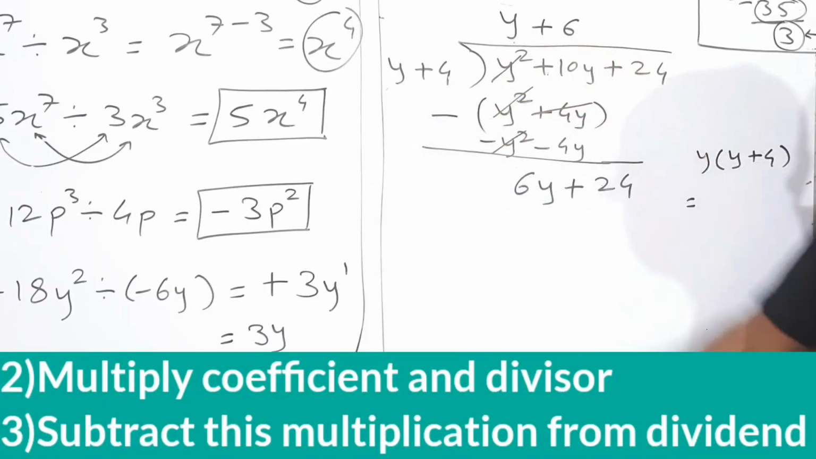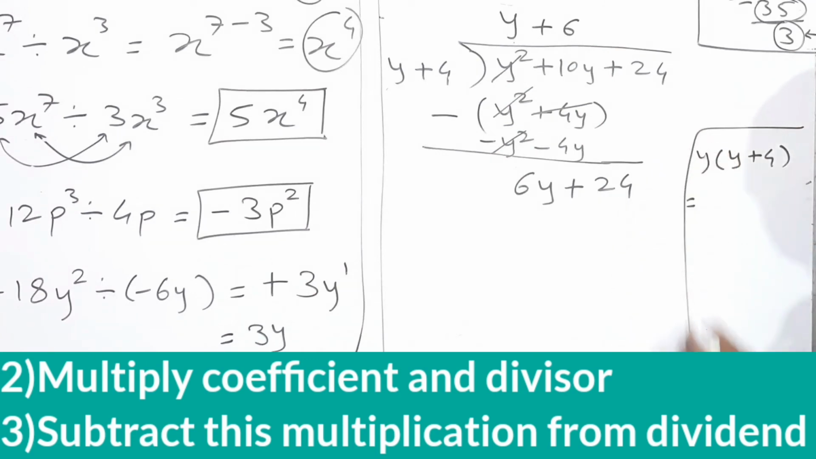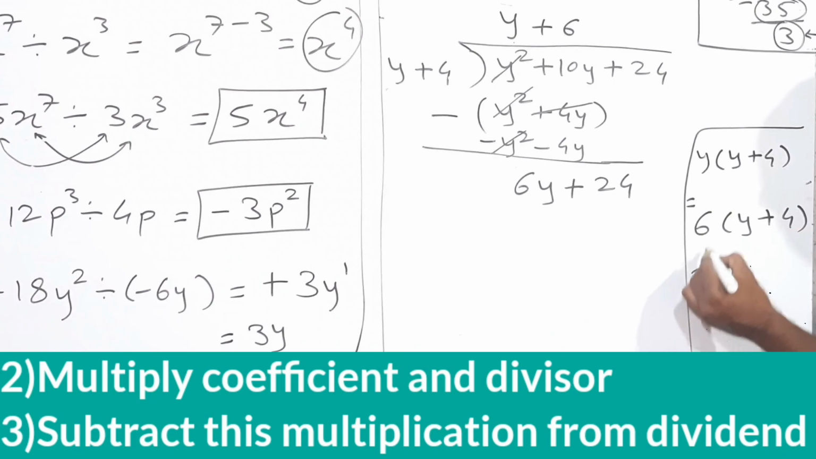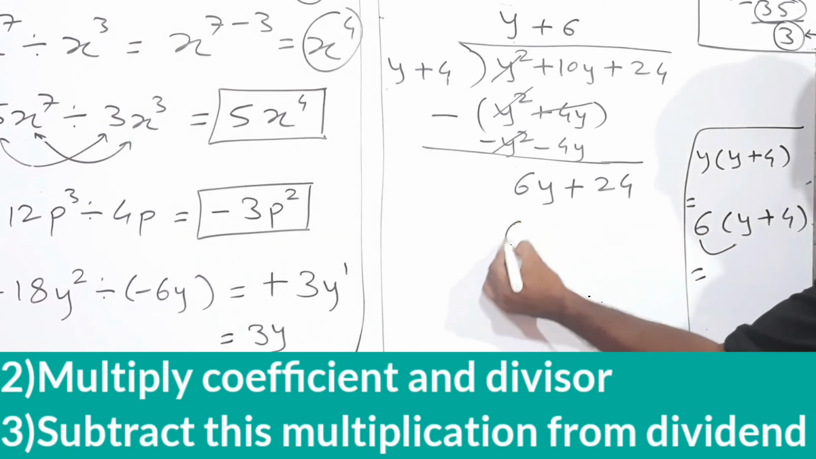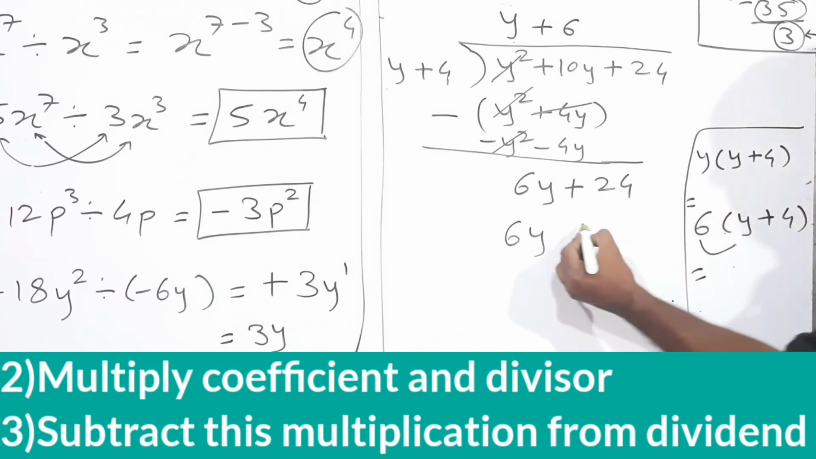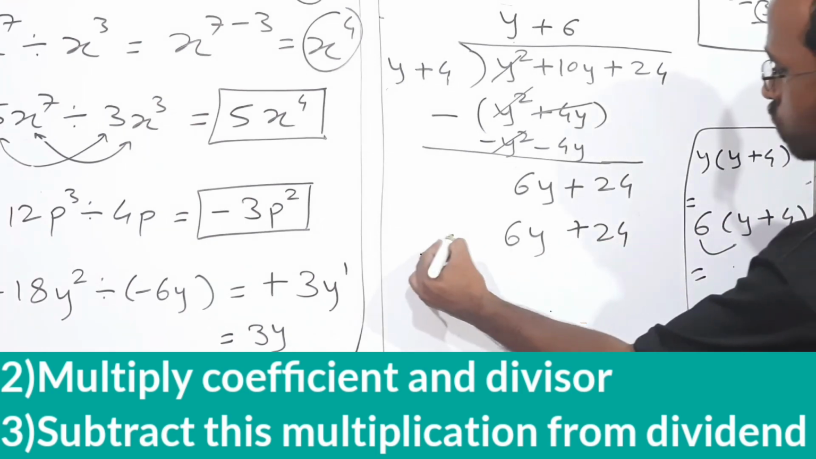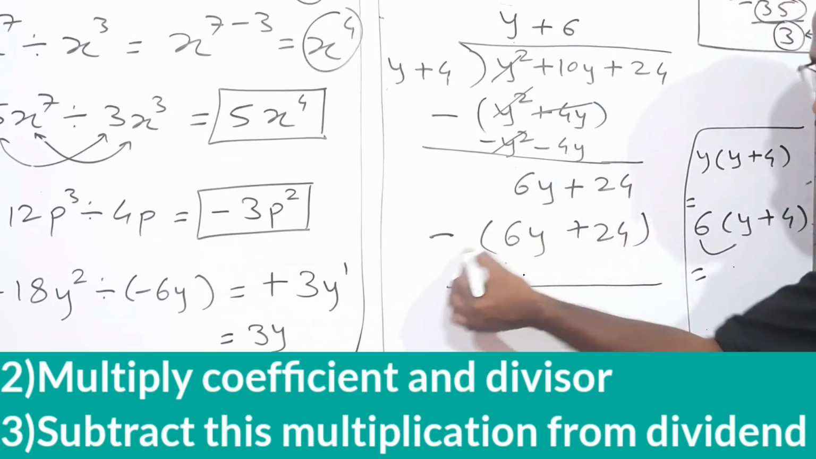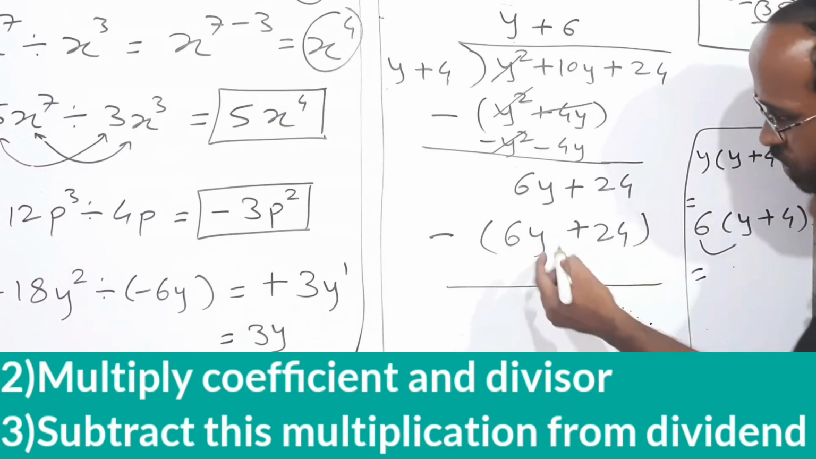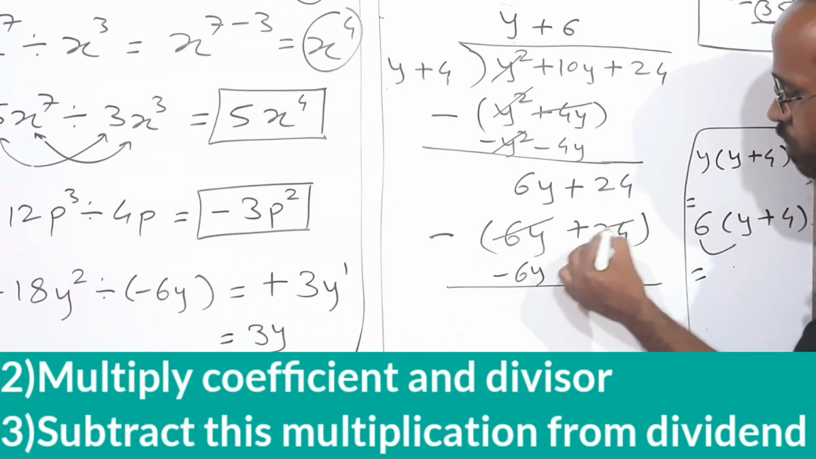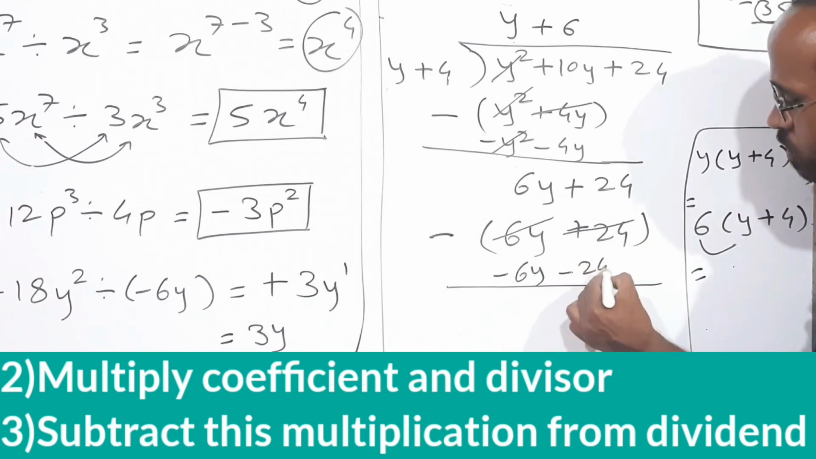So 6 multiplied by y plus 4. 6 multiplied by y plus 4 is equal to 6 into y, 6y, 6 into plus 4, plus 24. And this we have to subtract, right? So while subtracting, the symbols of the terms inside the bracket will change. This plus 6y will turn into minus 6y. Plus 24 will turn into minus 24.